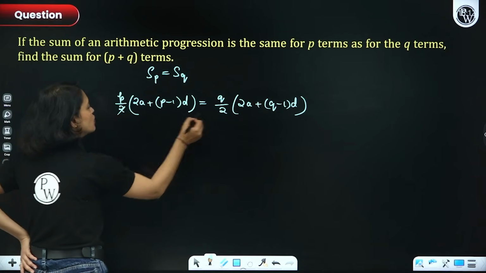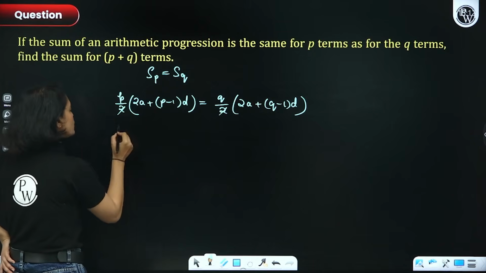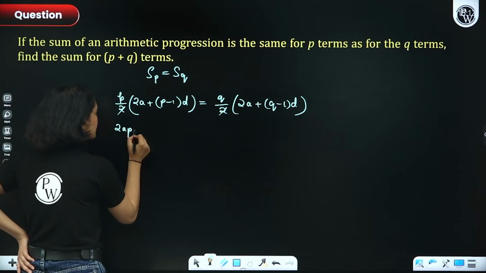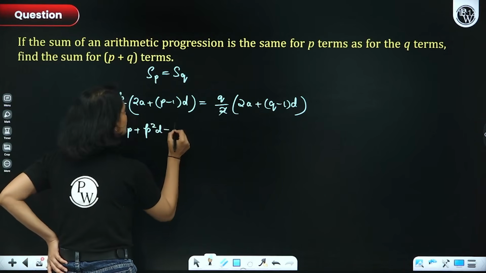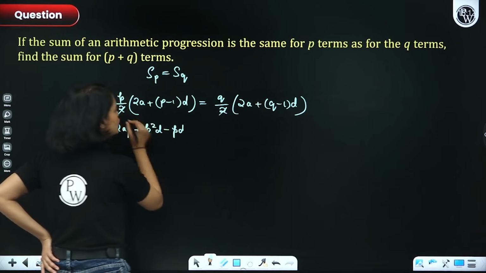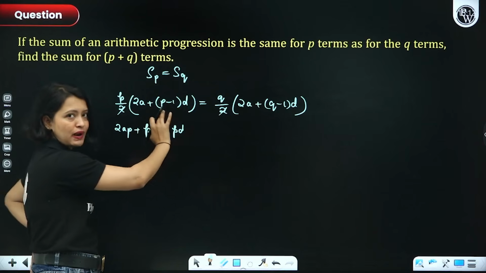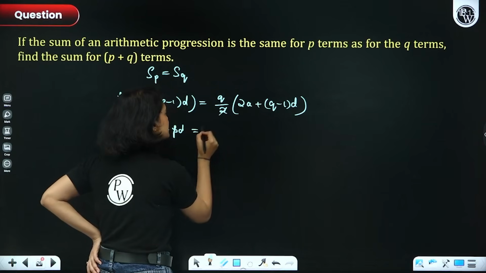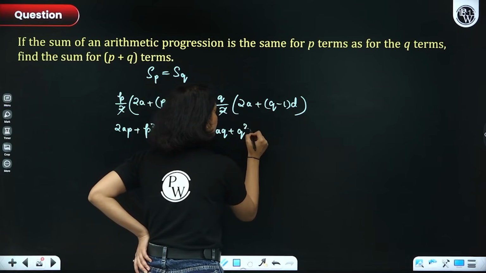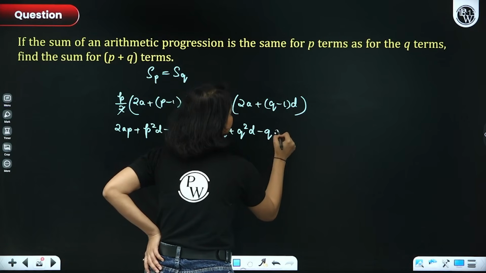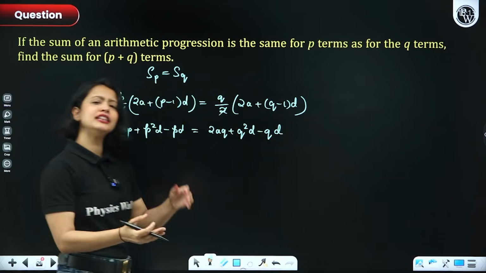Now, obviously the 2 and 2 get cancelled. Here I'll multiply p inside the bracket, so I'll get 2Ap plus p square D minus pD. You can do this and you will get the same thing. I have multiplied p inside the bracket and opened the bracket. I'll do the same thing here, so I'll get 2Aq plus q square D minus qD. Now, let me bring everything on the same side.